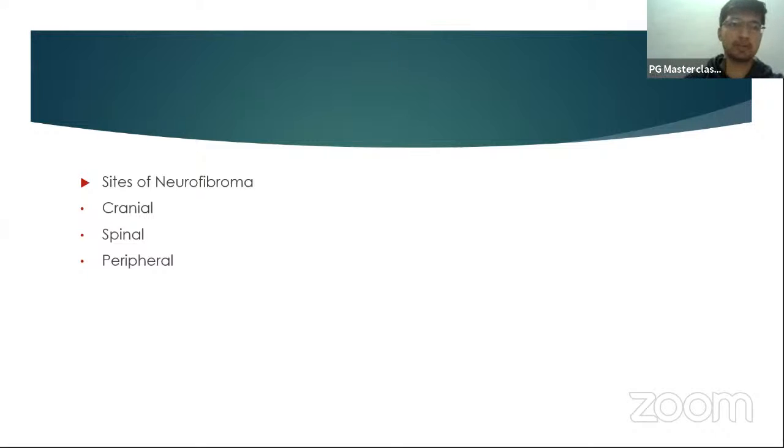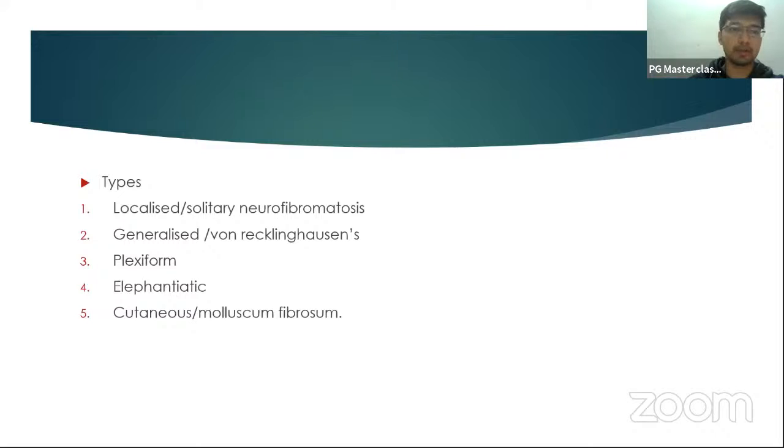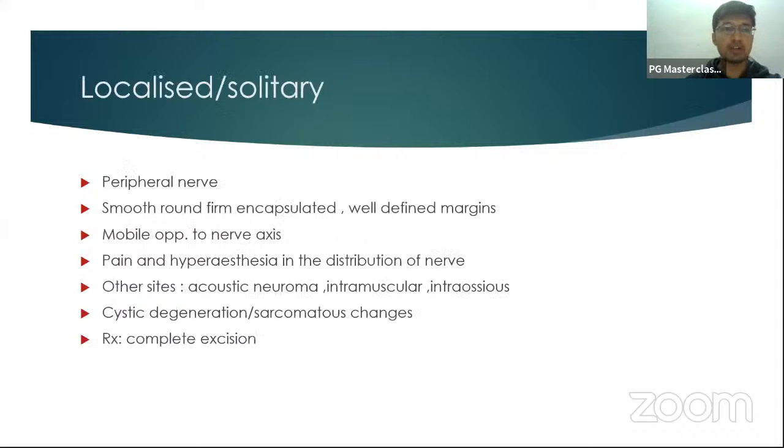The sites of the neurofibroma are cranial, spinal, and peripheral. Neurofibromas are the most common intradural extramedullary tumor of the spinal cord. The types of neurofibroma are localized, generalized, plexiform, elephantitic, and cutaneous. Localized neurofibroma most commonly involves the peripheral nerve. They have smooth, rounded, firm, and encapsulated margins.